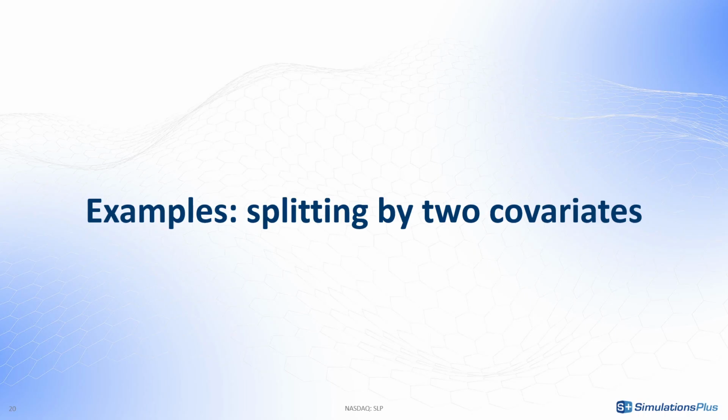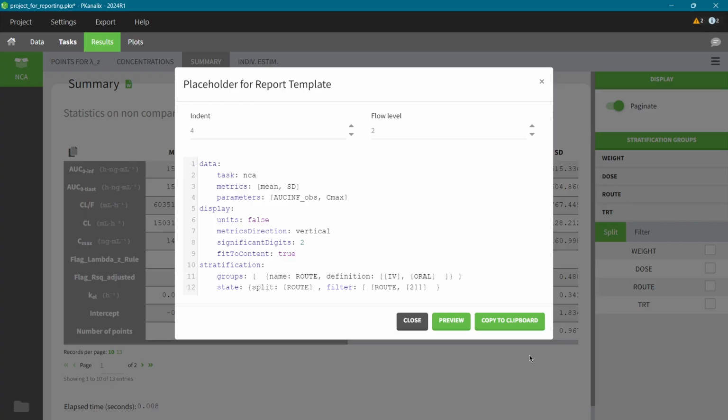Now let's split the table by two covariates, route and dose. For that, I'm going to use the stratification through the graphical interface. However, if I close this widget with modifications to the data and display, these changes will be lost. So what I can do is I can copy this part with, for example, Ctrl+C. Now I will go to interface, do the splitting, and I will paste this information to my new placeholder.